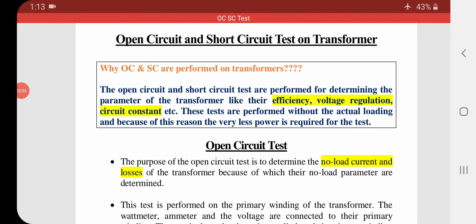Now we are going to discuss the open circuit and short circuit test on a transformer. So the first question that arises in mind is, why do we perform these tests? For a particular transformer, if we have to find out its efficiency, voltage regulation and circuit parameters, these parameters can be determined with the help of the open circuit and short circuit tests. One good thing about these tests is that they can be performed without actual loading, so we can save a huge amount of power.